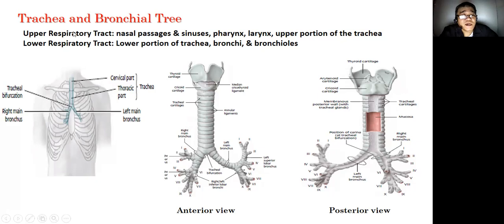The respiratory tract, or the gas conducting organ, is divided into an upper and a lower respiratory tract. The upper respiratory tract includes the nasal passages, the sinus, the pharynx, larynx, up to the upper portions of the trachea. The upper portions of the trachea involve the cervical portions, the part that extends from the suprasternal notch up to the cricoid cartilage.